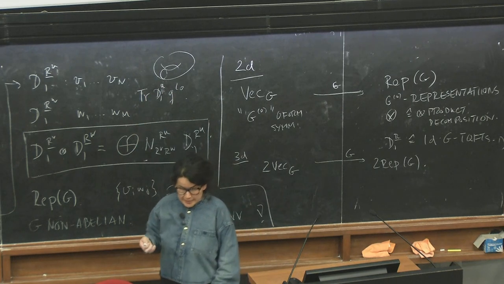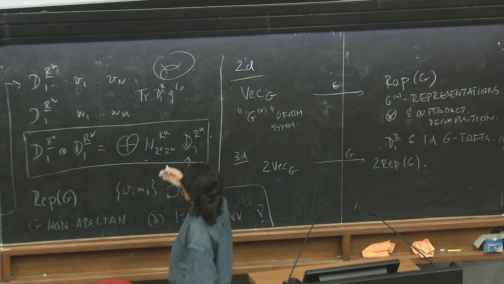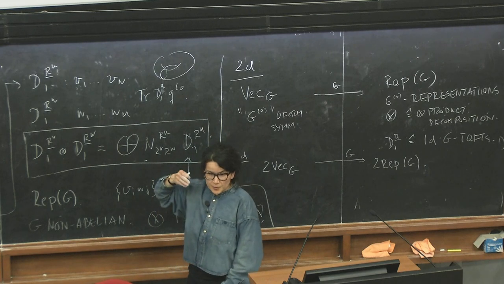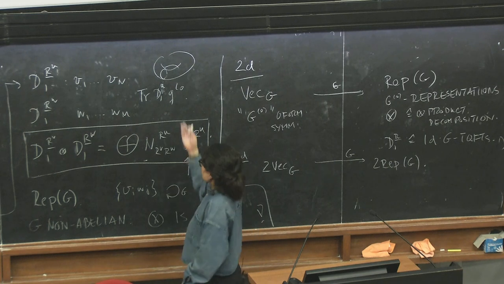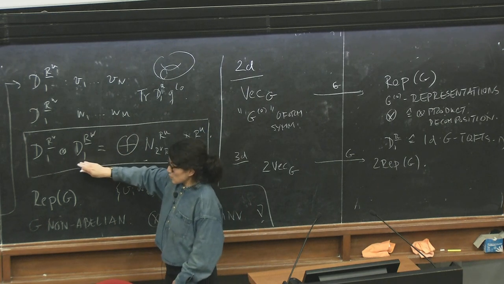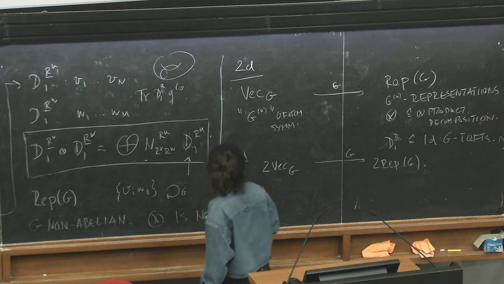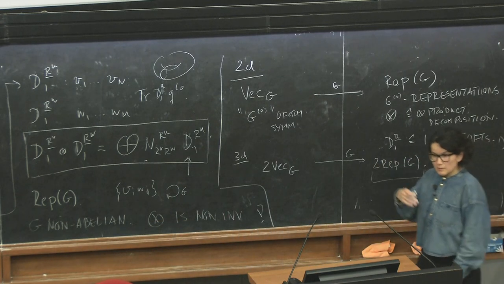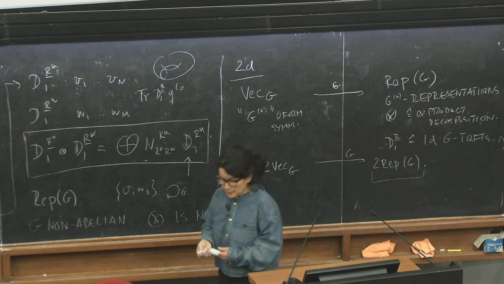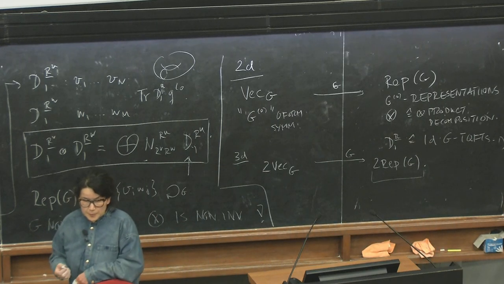So for Verlinde lines, this is very well studied because you know exactly what their fusion is from the Verlinde formula and so on. In this case, they're really still acting on local operators, right? The interesting thing here is that these now also become one-form symmetries and higher-form symmetries that are non-invertible and act on line operators, for example.